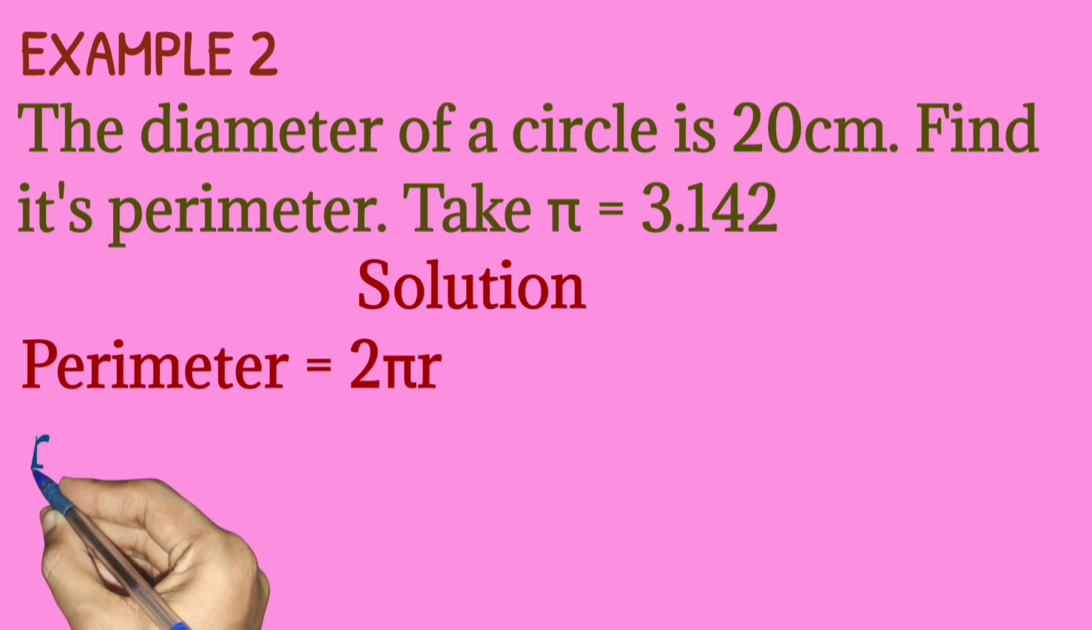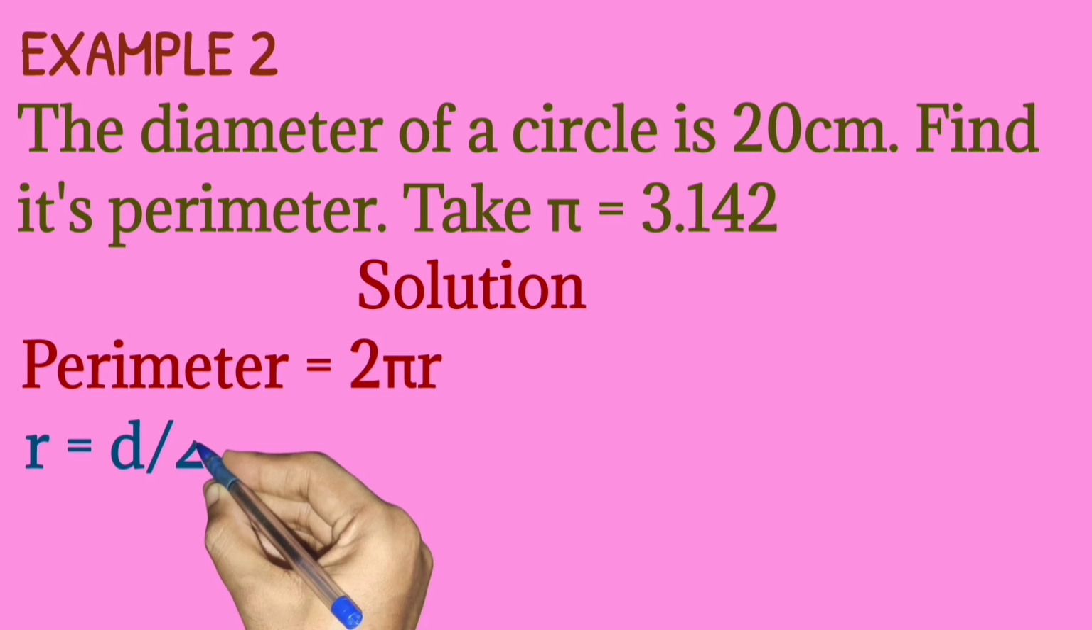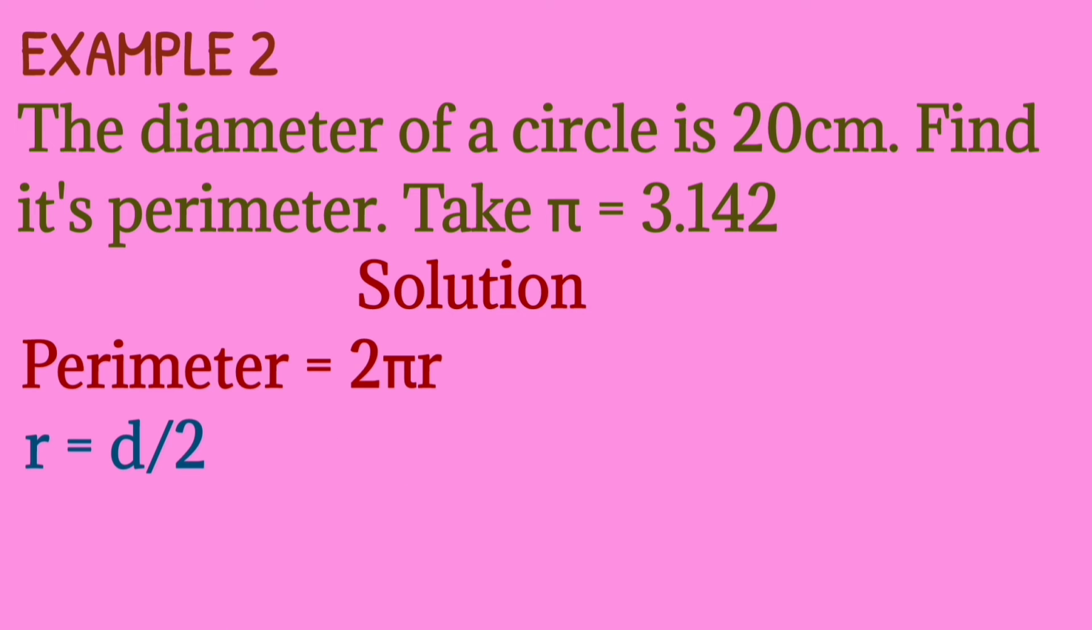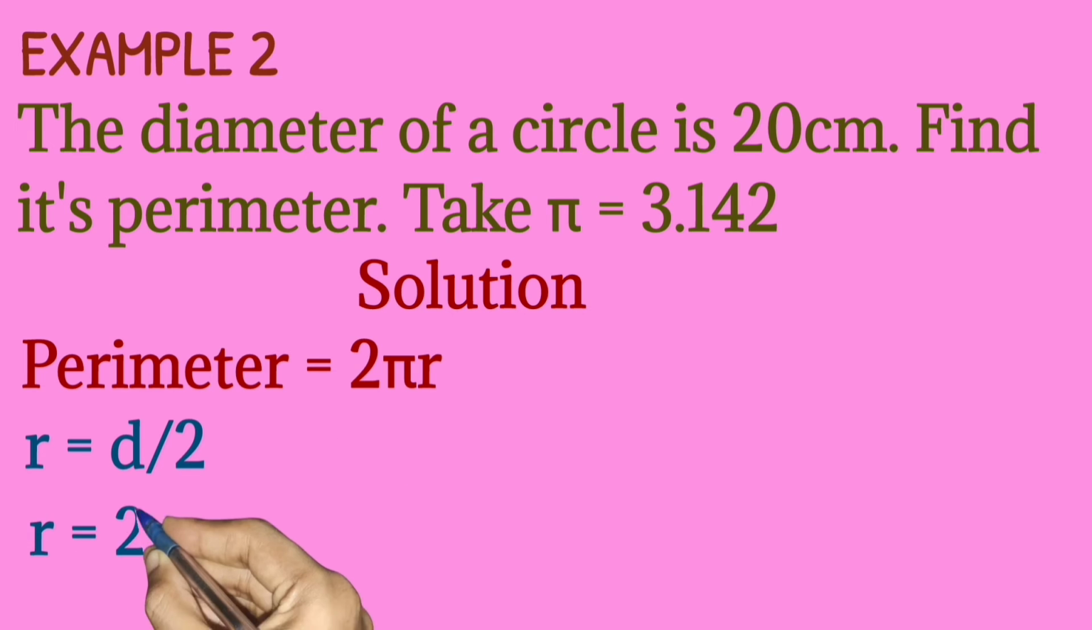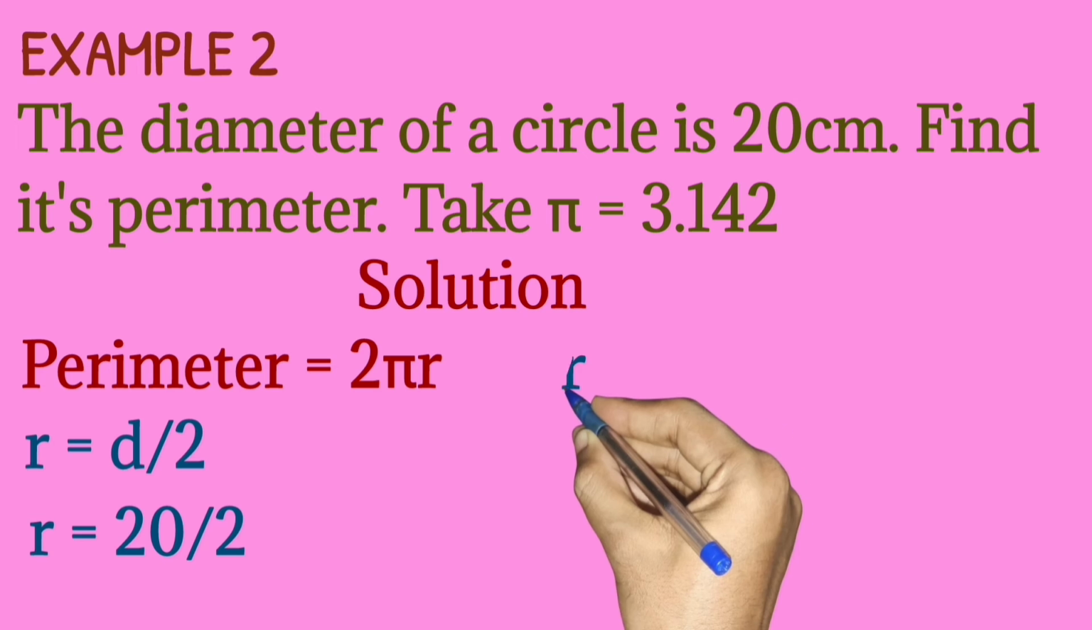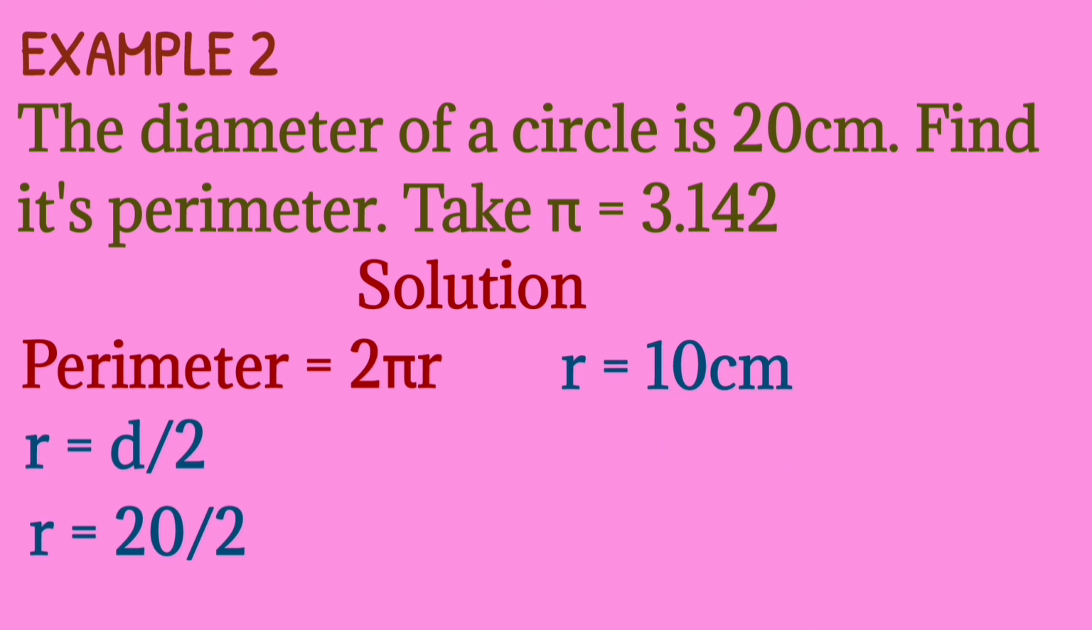To find the radius, divide the diameter by 2. So, you will have r equal to 20 all over 2. 20 divided by 2 is equal to 10, so r is equal to 10 cm.